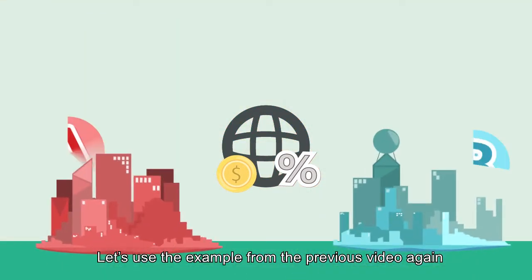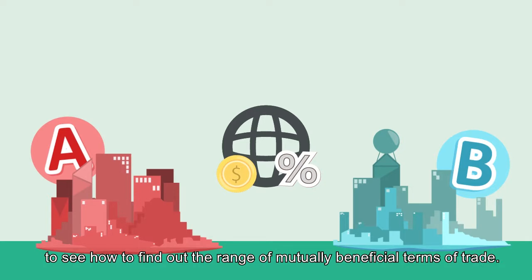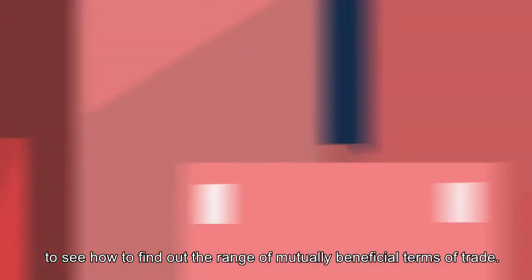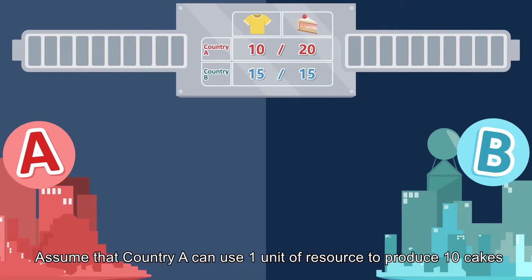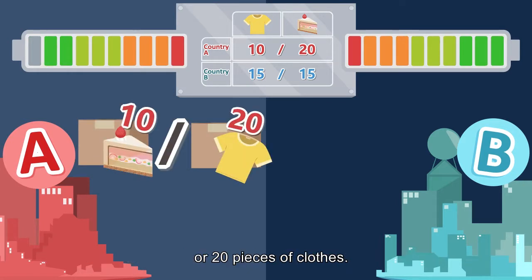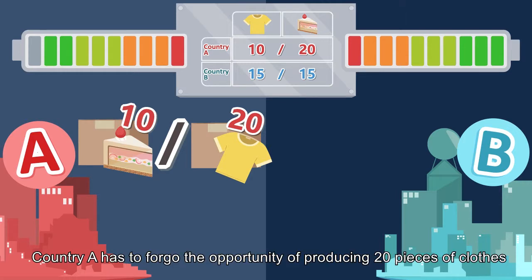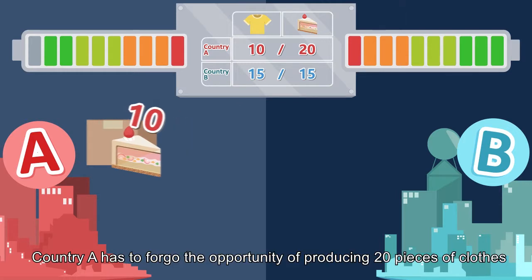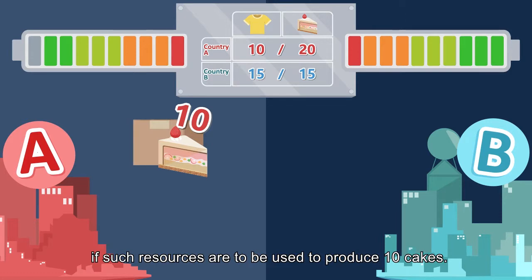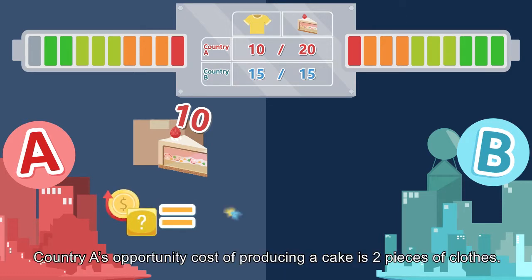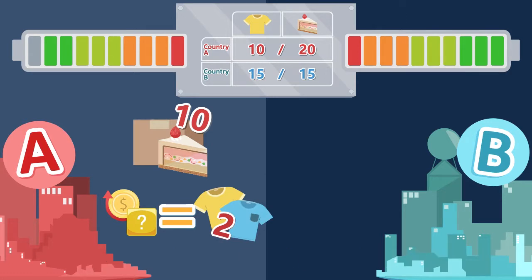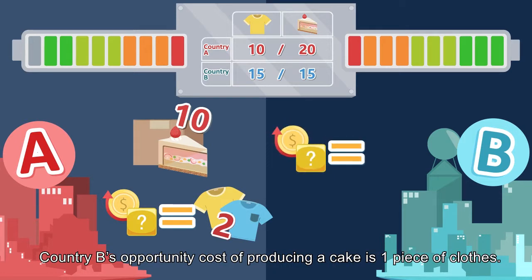Let's use the example from the previous video again to see how to find out the range of mutually beneficial terms of trade. Assume that country A can use 1 unit of resources to produce 10 cakes or 20 pieces of clothes. Country A has to forego the opportunity of producing 20 pieces of clothes if such resources are to be used to produce 10 cakes. Therefore, country A's opportunity cost of producing a cake is 2 pieces of clothes. Similarly, country B's opportunity cost of producing a cake is 1 piece of clothes.